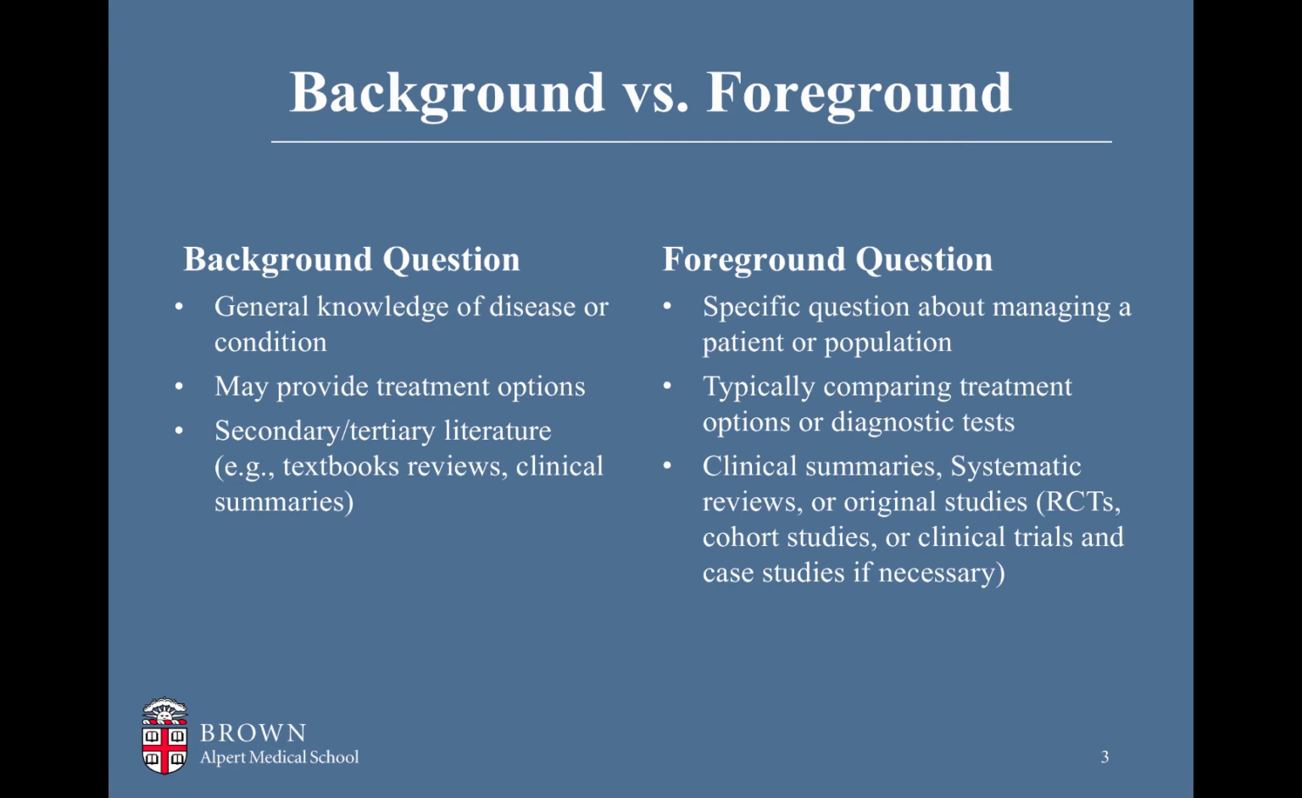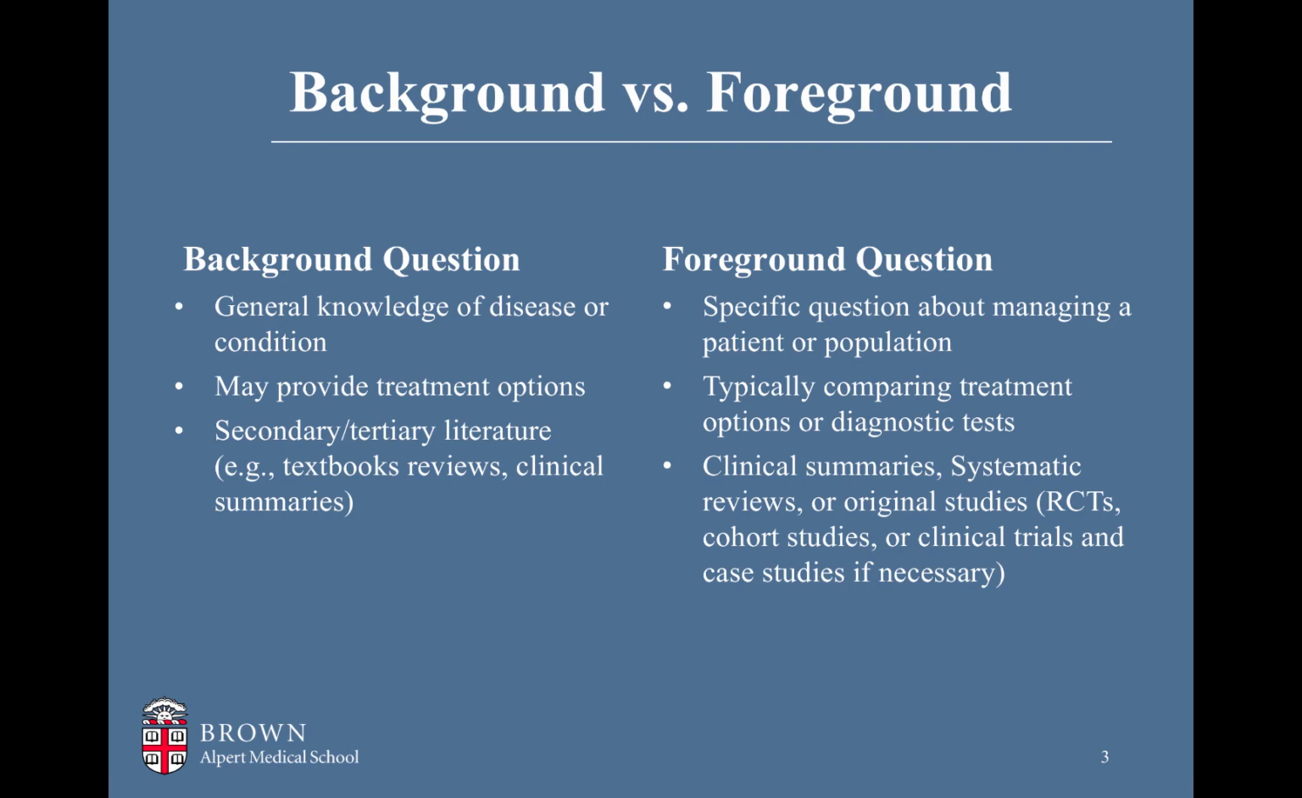In the previous module, we focused on background questions and some of the resources that could be used to answer them. This module will focus on foreground questions. A foreground question asks a specific question about managing a patient or population. For example, you might be comparing best treatment options or the most accurate diagnostic tests. This information can be found in clinical summaries, systematic reviews, practice guidelines, or original research studies such as randomized control trials or cohort studies.